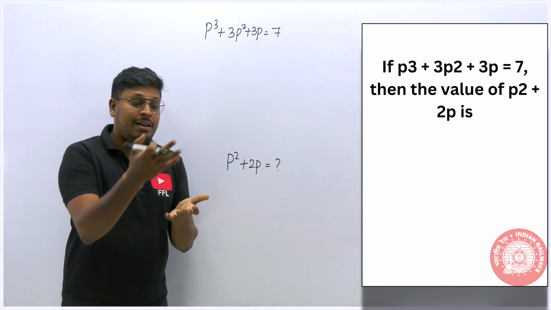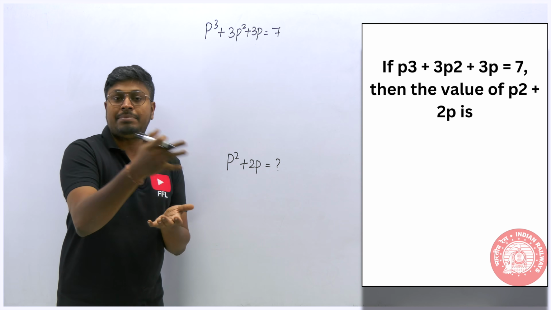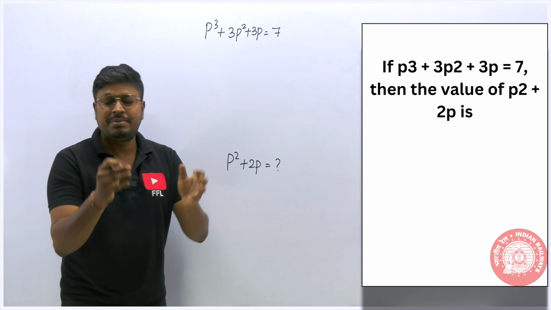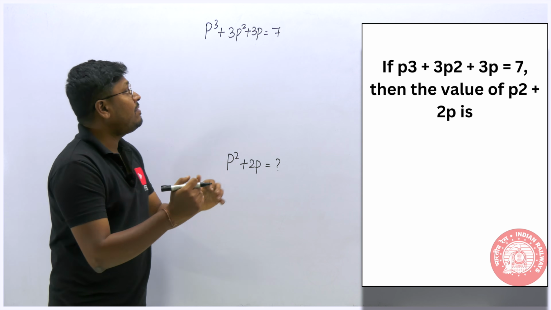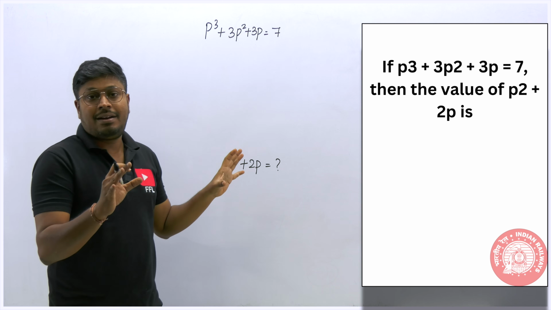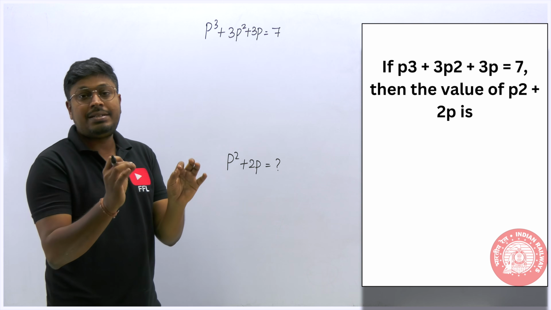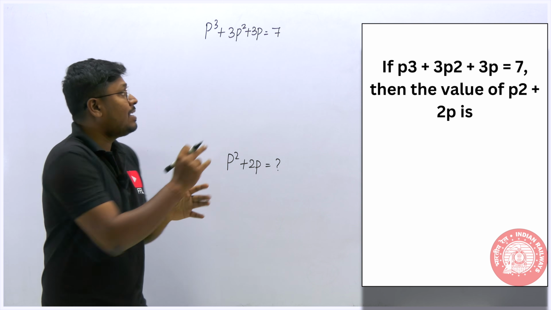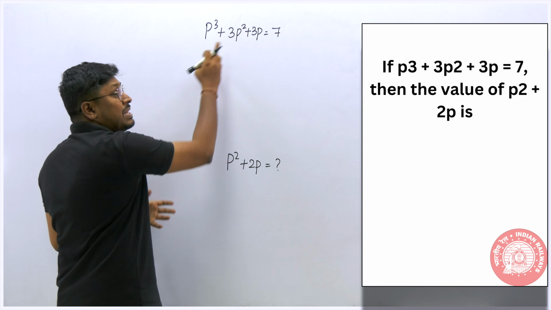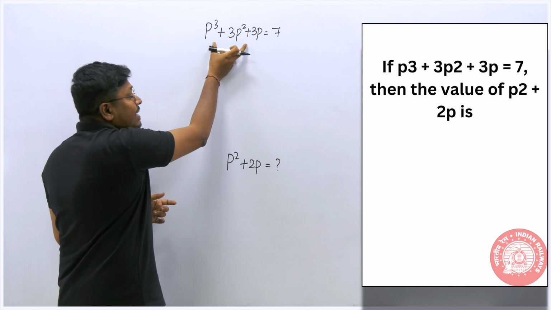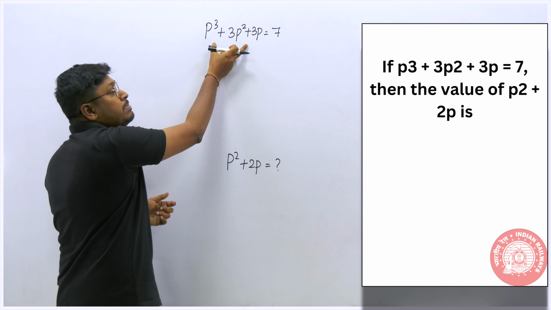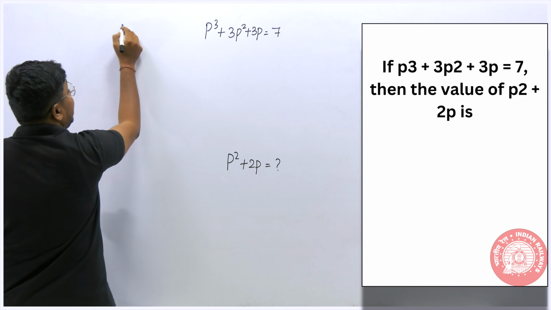Either it can be a plus b the whole cube, a plus b the whole square, or a minus b, a plus b, a cube plus b cube. Some formulas they have derived and they have brought this equation. But what we need to do is we have to think and solve the question. See, p cube, a cube, right? So 3p square. So that means they have written this equation in the format of a plus b the whole cube.